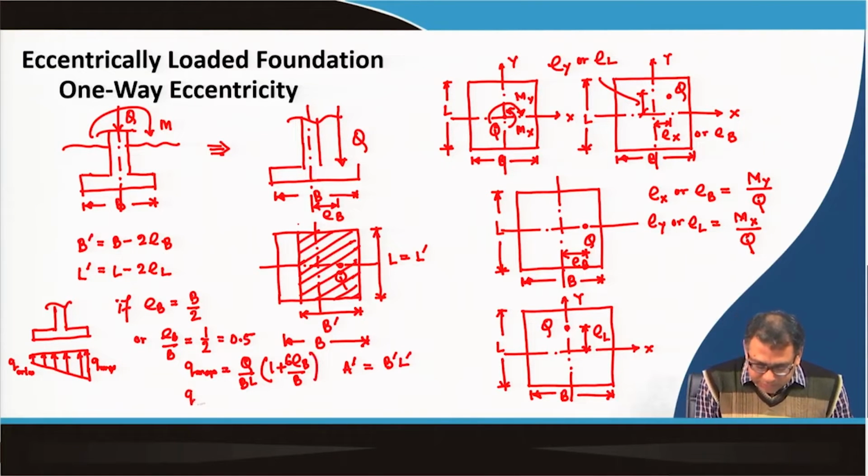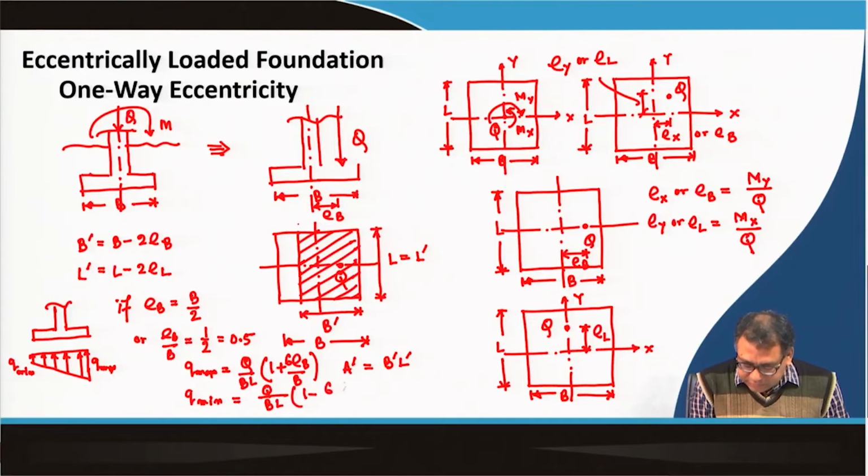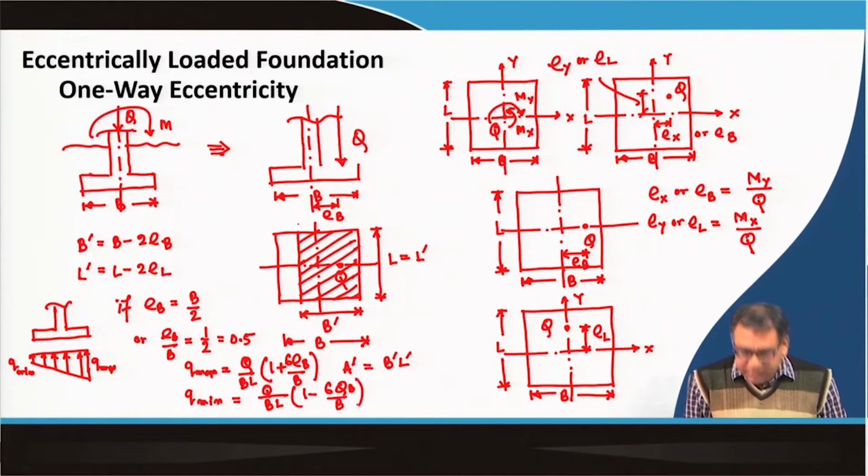Okay, and the q mean will be Q divided by B L times (1 minus 6 e_B divided by B). If the eccentricity is in the length direction, then it will be e_L.